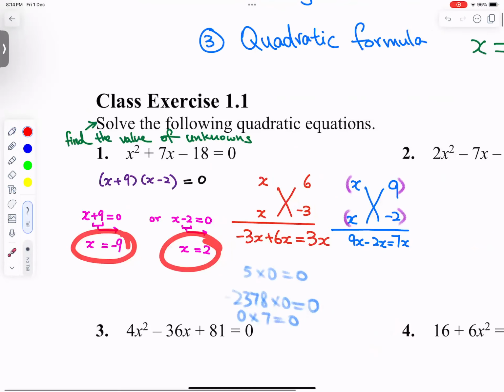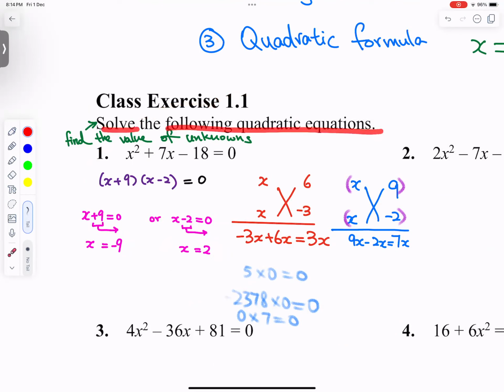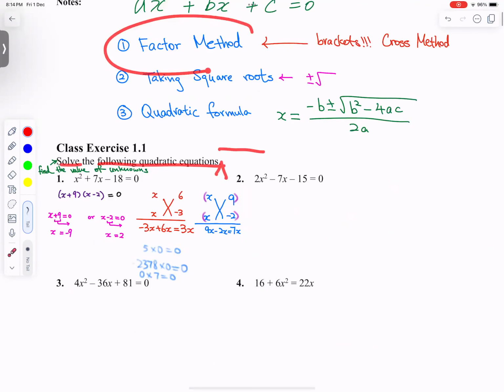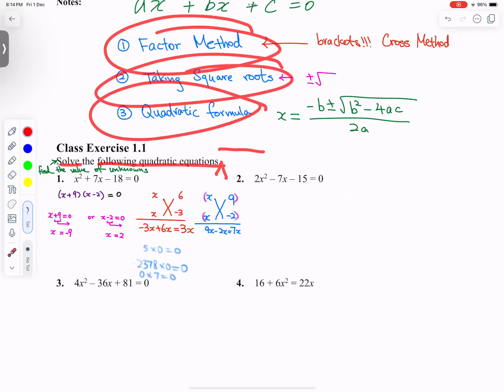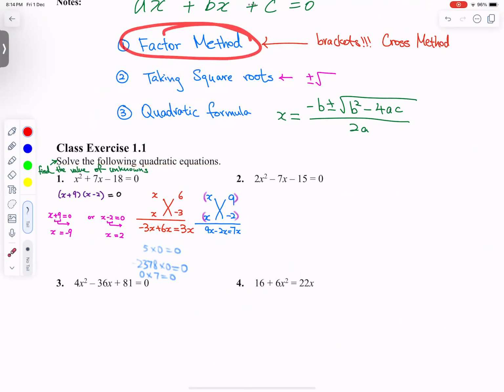So in exams for this one, because Form 4, they do have this direct types of question. They will ask you, solve the following quadratic equation using factor method. They'll mention which method to use. If they ask you to use factor method, you need to give the two brackets. And then both bracket equals to 0, 1 by 1. And then from each of the bracket, find the value of x from each of the brackets.